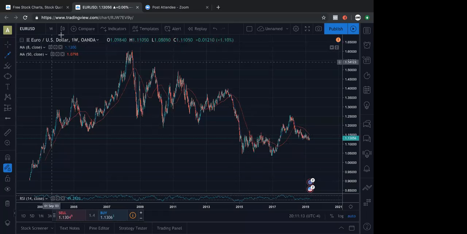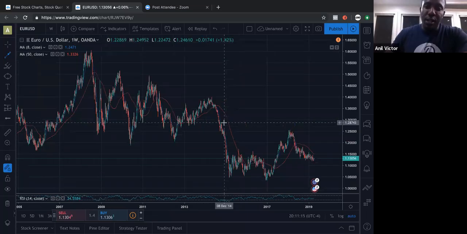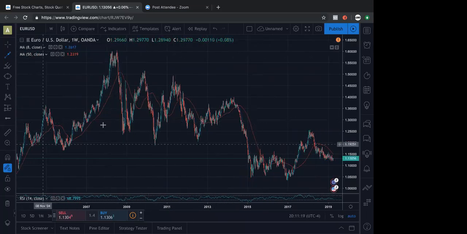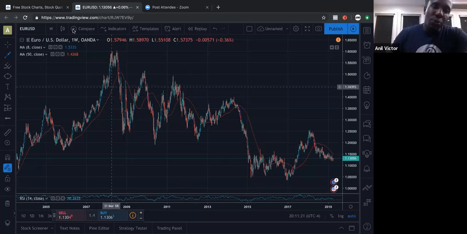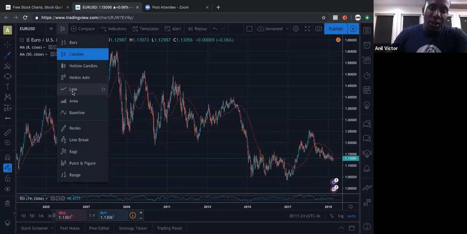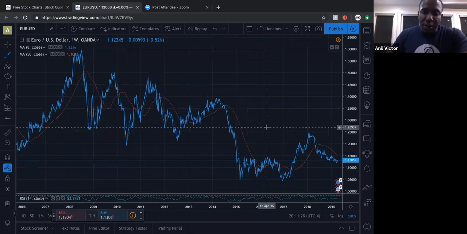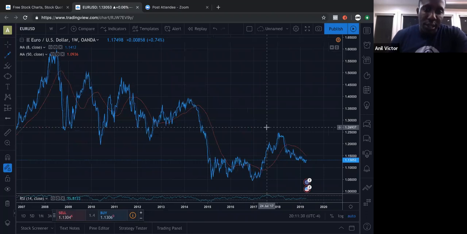So what I like to do from this point, when you're looking at this chart, is instead of looking at the candlesticks, I switch it to a line chart. The reason I start here is because it cancels out all the noise, and it gives you a clear image of what price is doing. All you see is just lines going up and down.